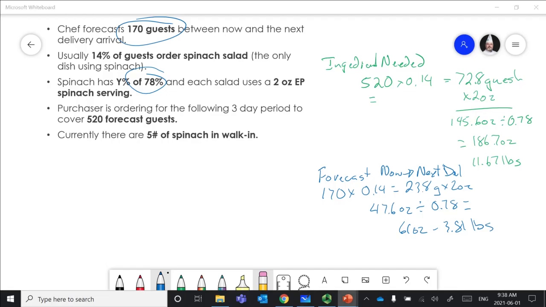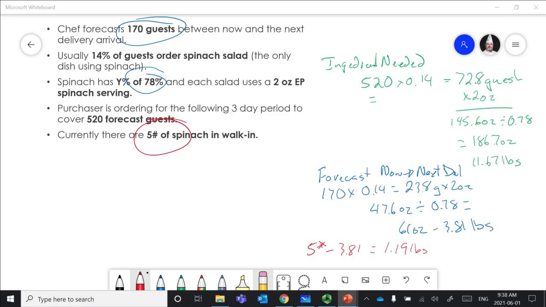Okay, so the next thing we're going to need is to figure out how much we think we're going to have on hand at delivery. So how much do we have in our cooler? We had 5 pounds, right? So if we had 5 pounds in our cooler right now, and before the next delivery, we expect to use 3.8 pounds, we're going to be left with 1.19 pounds, right?